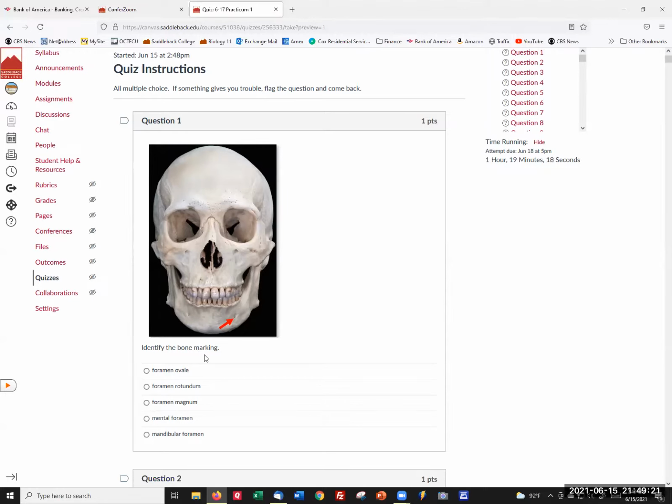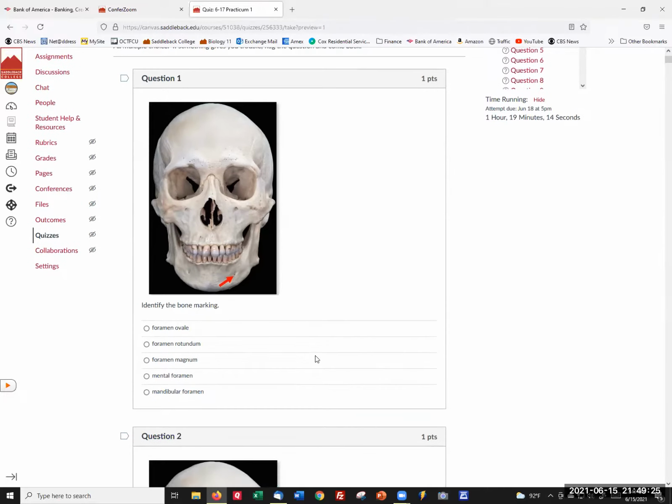Identify the bone marking. Marking is another name for structure or feature. What is that guy there? Now, here are your choices. There are 5 choices. Is it the foramen ovale, the foramen rotundum, no, the foramen magnum, or the mental foramen, or the mandibular foramen? Definitely. Mandibular foramen. Raymond.